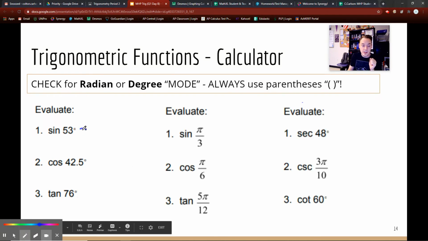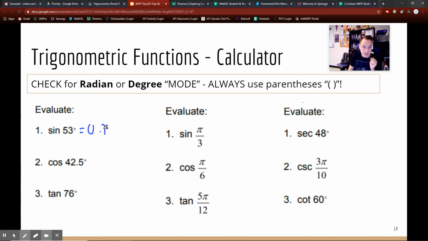This first answer we got was 0.7986. We were in degree mode. So this is my answer. This is my side length answer. It gives me a decimal. Go ahead and copy the rest down. I'm going to give you some time to copy the rest down, and I'm just going to stay on Desmos and hash all these out because it's way easier for me instead of flipping back and forth. Copy them down. I'm going to go to Desmos, and we're just going to hash them out, okay?